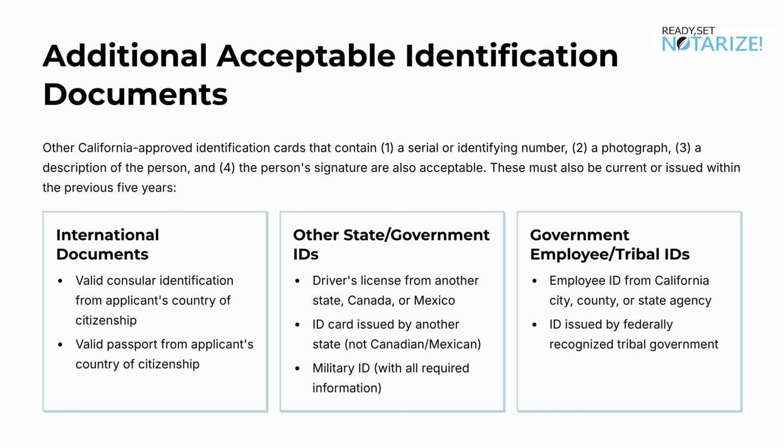Military identification cards must still contain all of the information required by California Civil Code, Section 1185(b)(4), or they cannot be used as identification. Or an employee identification card issued by an agency or office of a California city, a California county, a California city and county, or the state of California. An identification card issued by a federally recognized tribal government.